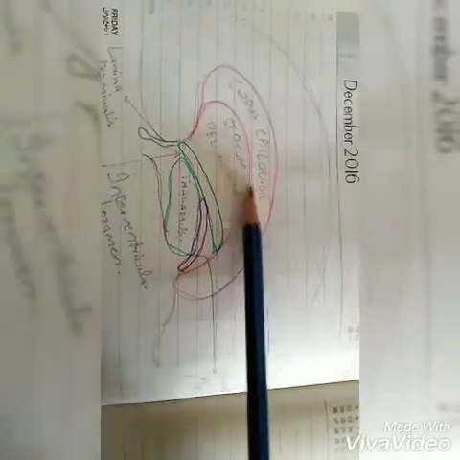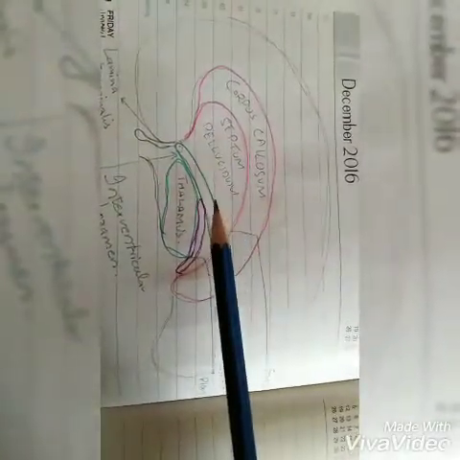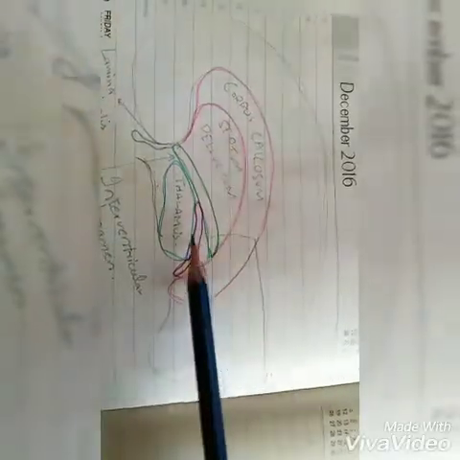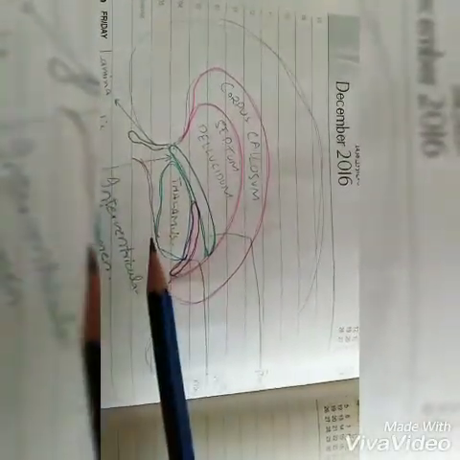This is the corpus callosum. This is fornix. This is the septum pellucidum, which connects the fornix with the corpus callosum. This is thalamus, and this is the choroid plexus.